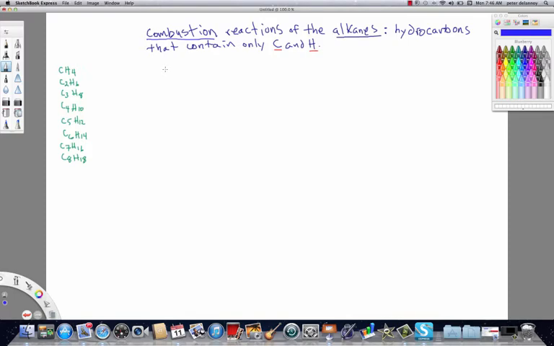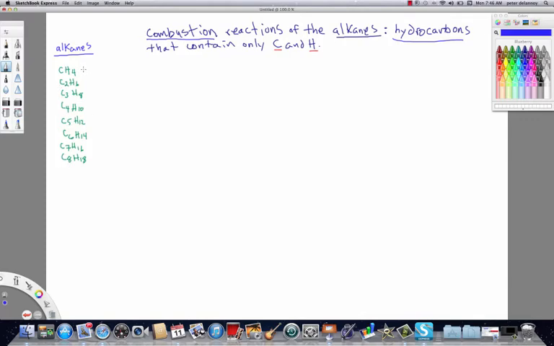All right, so in this case, we're going to be reacting the hydrocarbons, which are a class of organic compounds that only contain carbon and hydrogen. Specifically, we're going to look at a set of molecules called the alkanes. The alkanes are listed here from a carbon compound called methane, which only has one unit of carbon, up to octane.